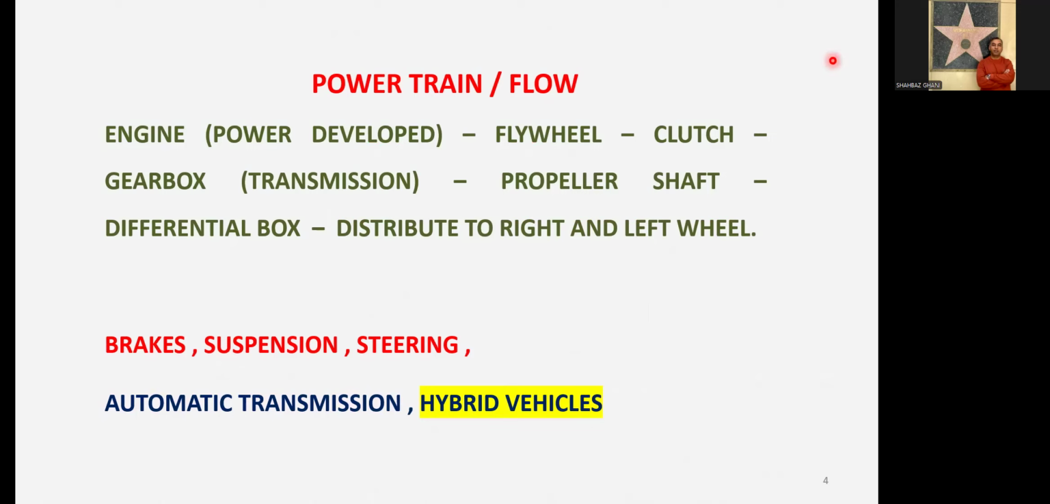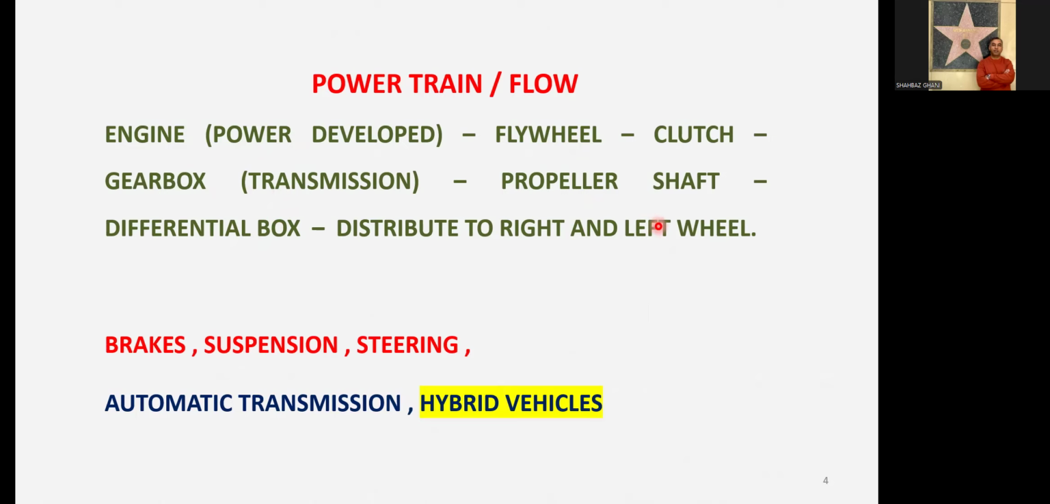So let's talk about the basic slide which we are studying: the powertrain or power flow in a conventional rear wheel drive vehicle. We know the engine is where the power is developed, then it goes to the flywheel. From the flywheel, it goes to the clutch, gearbox, the transmission. From the transmission, it goes to the propeller shaft, and then to the differential box, from where it is distributed to the right and the left wheel.